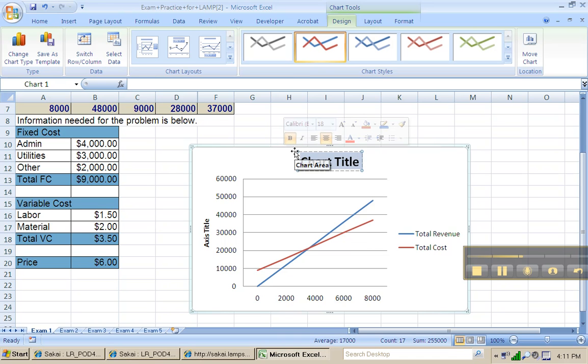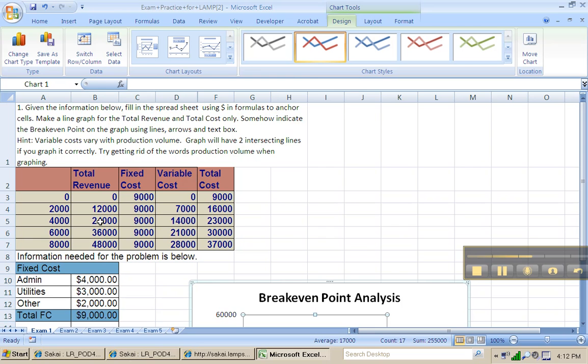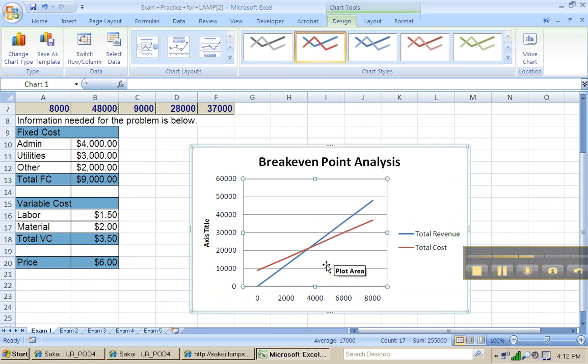Break-even point, call it. One word. I'm trying to figure out where the break-even point is, so that looks like it's 4,000. I could look up here and see where 4,000 has total revenue of that, and total cost, so it's a little bit less.